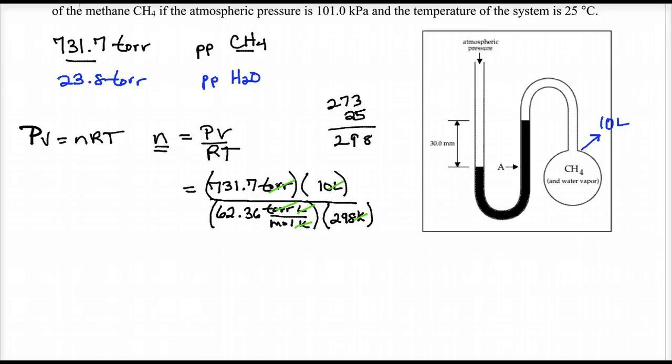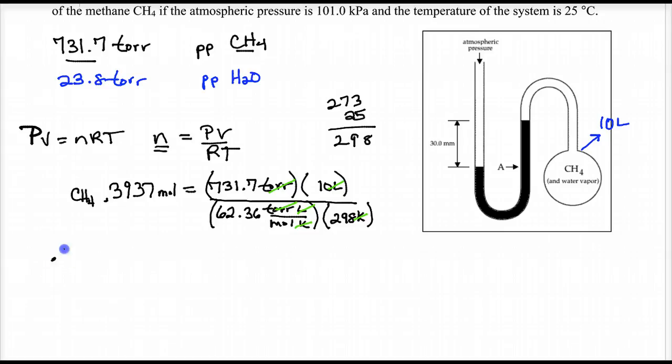Calculator. 731.7 times 10. Divide by 62.36. Oh, I made a mistake. I've got to put that in parentheses. So 731.7 times 10. Divide by, in parentheses, 62.36 times 298. Close my parentheses. Okay, I get my moles to be 0.3937 moles. And that's, of course, of methane molecules.